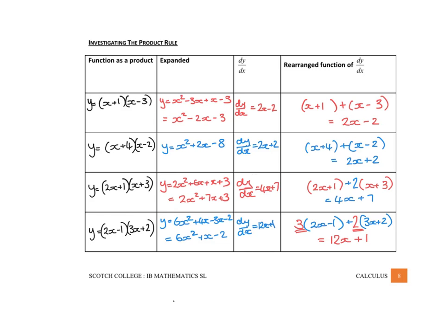But for now, I want you to have a go at filling in the table that's similar to this in your books, and have a play at that final column, and then later we'll figure out what the rule is for differentiating products like this.